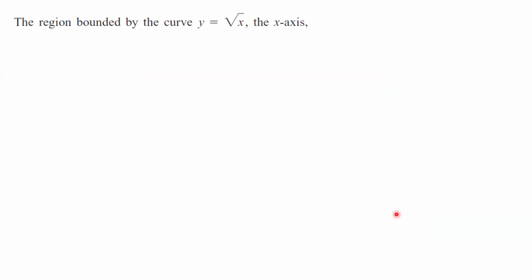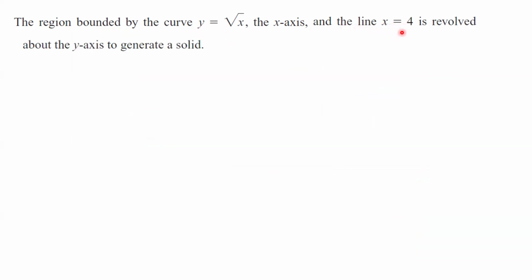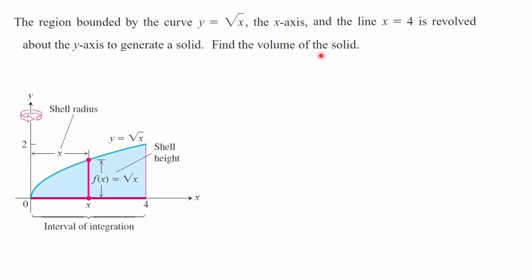Let's go over one example together. The region bounded by the curve y equals square root of x, the x-axis, and the line x equals 4 is revolved about the y-axis to generate a solid. We are interested in finding the volume of this solid. Okay, what does the visualization look like? You have y equals square root of x, bounded by the x-axis and the vertical line x equals 4.